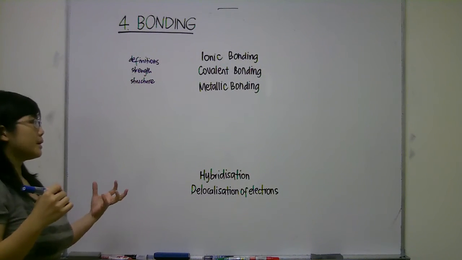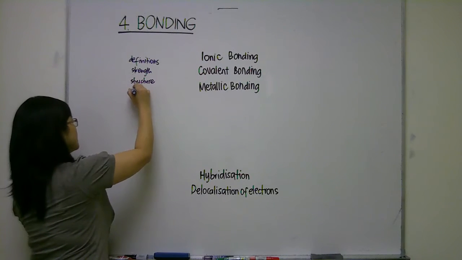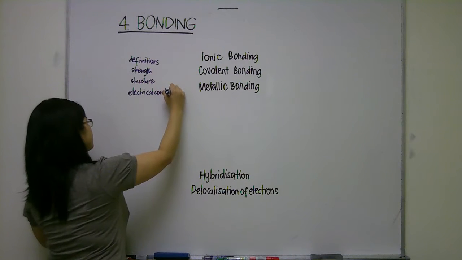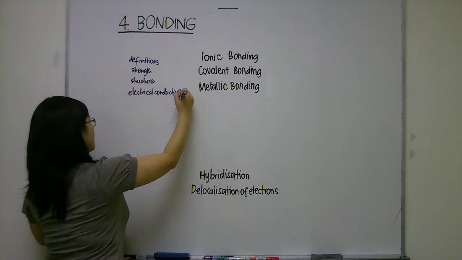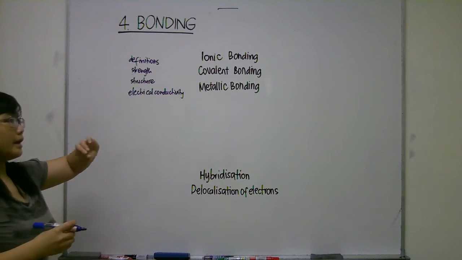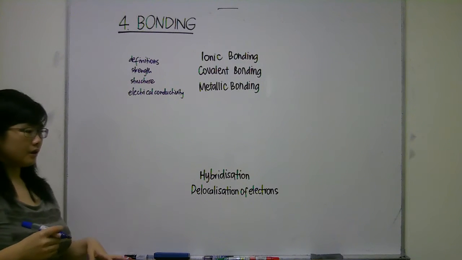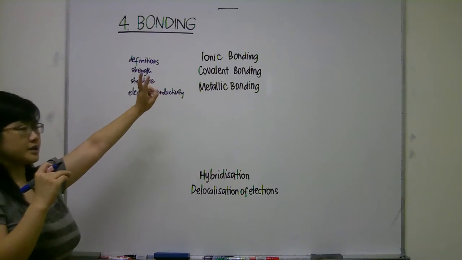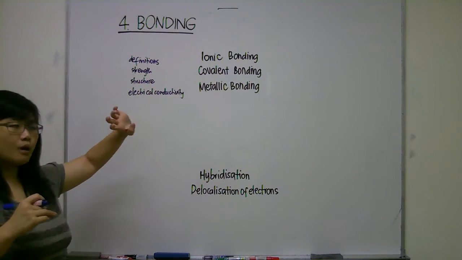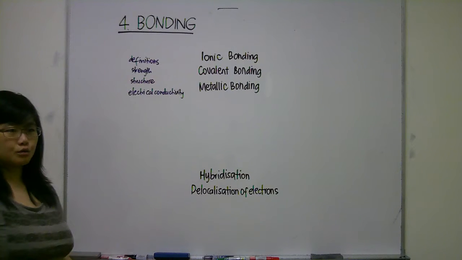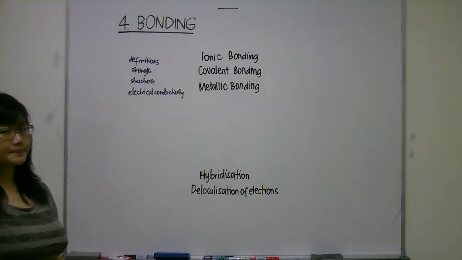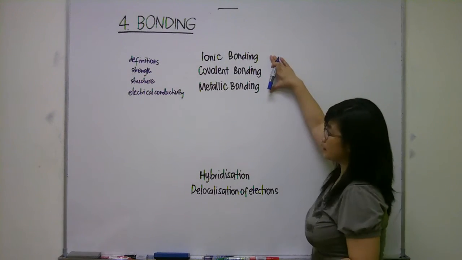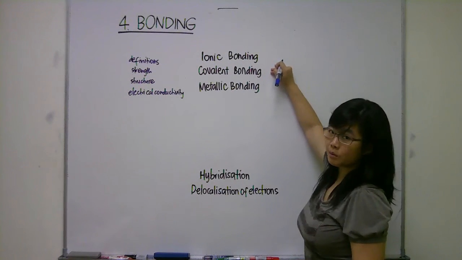Sometimes you have electrical conductivity in each bonding, and you will have to be able to compare and contrast the differences and the characteristics of each type of bonding. We have a table in the notes that you can give to the students to memorize. Out of these three, we will spend most time on covalent bonding.